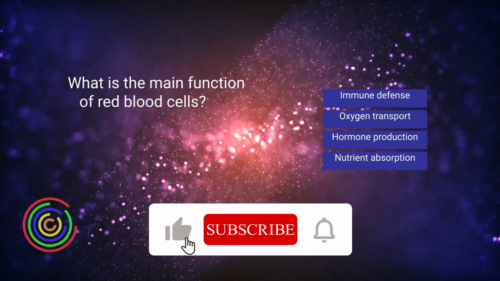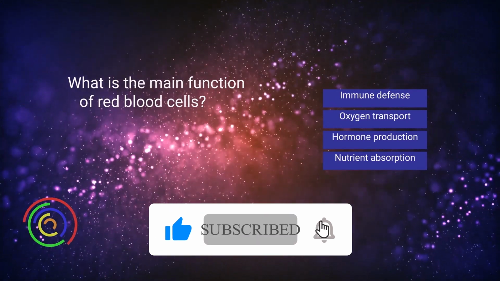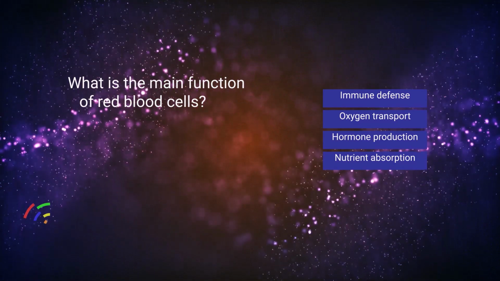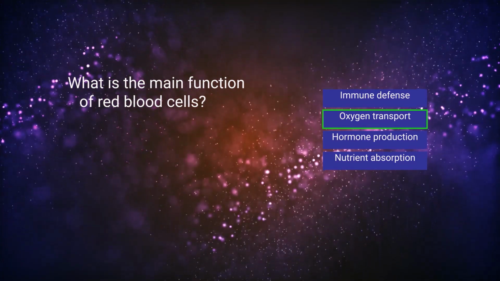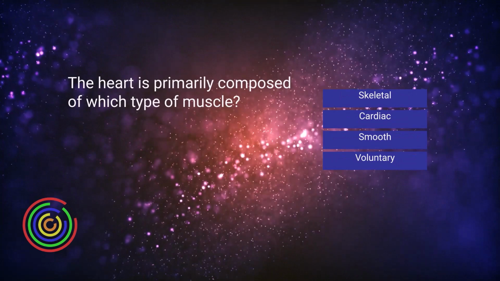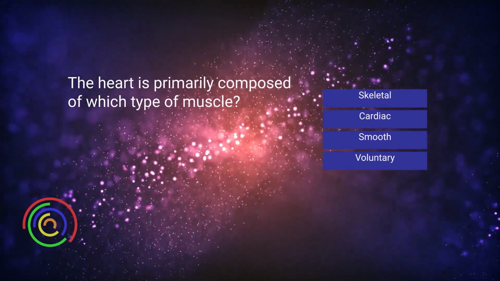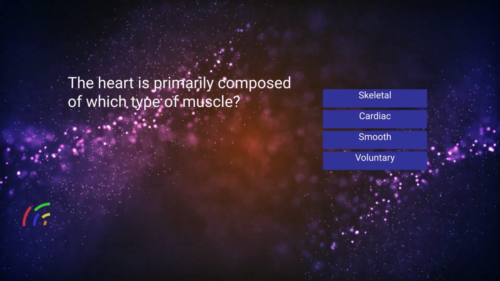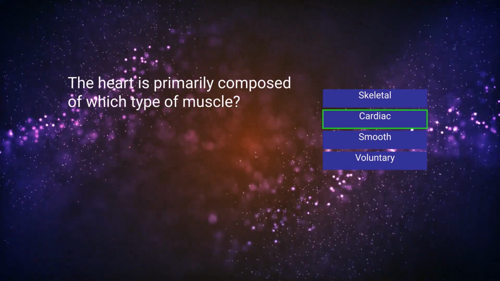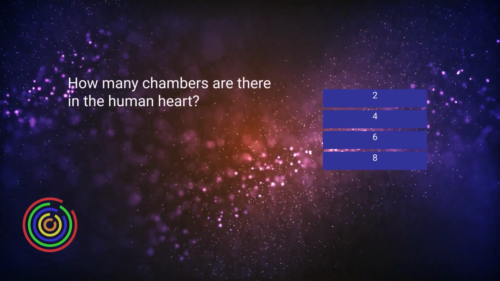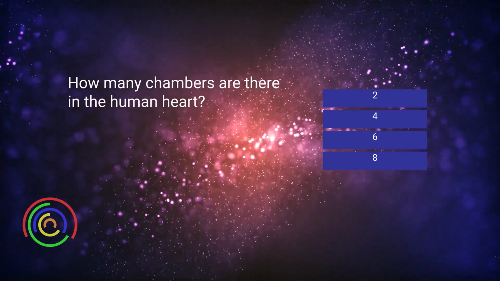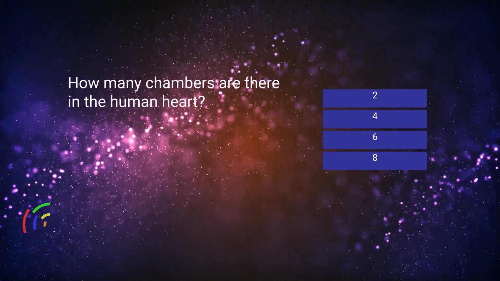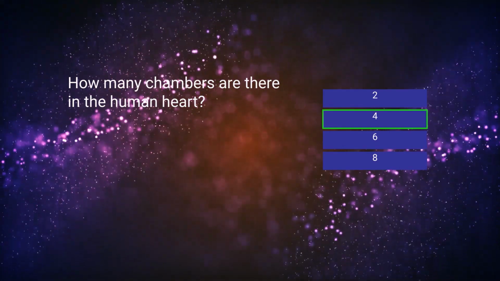What is the main function of red blood cells? Oxygen transport. The heart is primarily composed of which type of muscle? Cardiac. How many chambers are there in the human heart? Four.